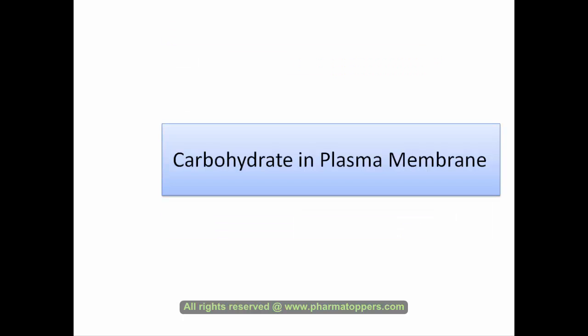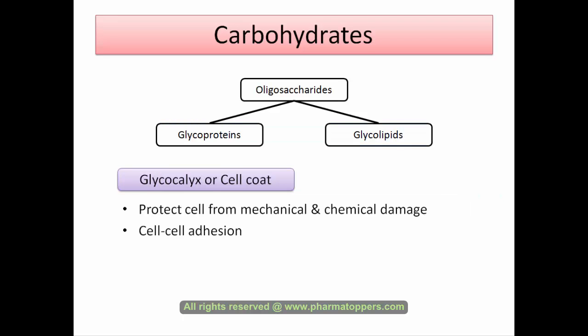So the last part is the carbohydrate present in the plasma membrane. As I told you, carbohydrates are very few, mainly present on the surface, and these carbohydrates are oligosaccharides that occur both as glycoproteins and glycolipids. The main carbohydrate structure present is the glycocalyx, or the cell coat, which protects the cell from mechanical and chemical damage, and it is also useful in cell adhesion. So this is all about the plasma membrane.